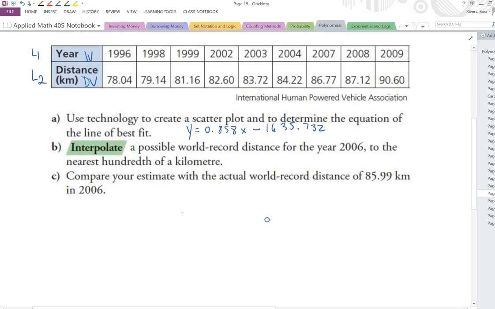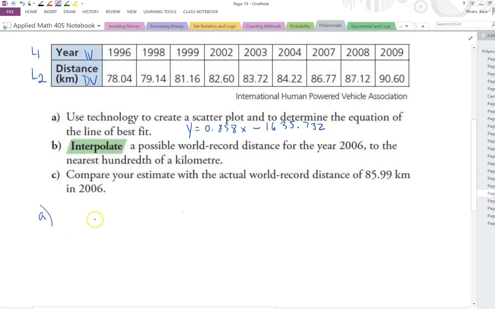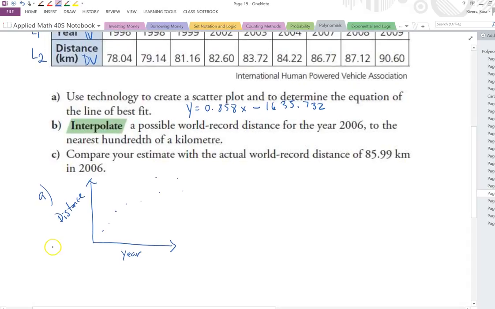Now, for A, if you want, you can draw a little sketch just so you have an idea of what we're looking at here. I'm graphing it in this quadrant where the year was on the bottom and distance was on the side, and you've got this scatter plot of values. Now for B, you really didn't have to do the graph part, but it's just to give you an idea of what's happening. You can see as the year increases, the distance also increases. The important part was being able to put that in our calculator and getting the equation.